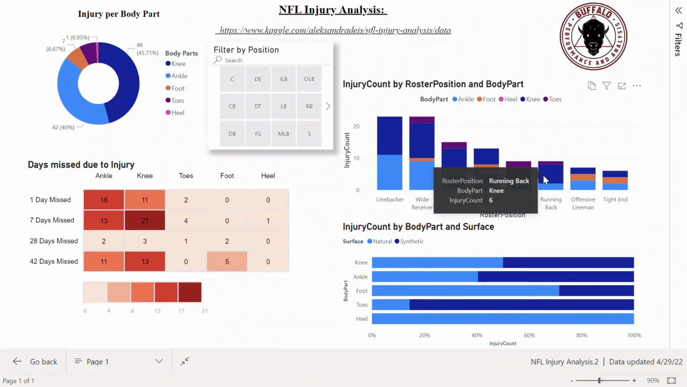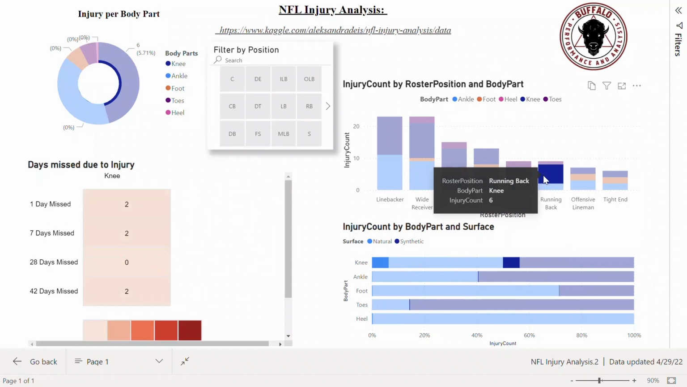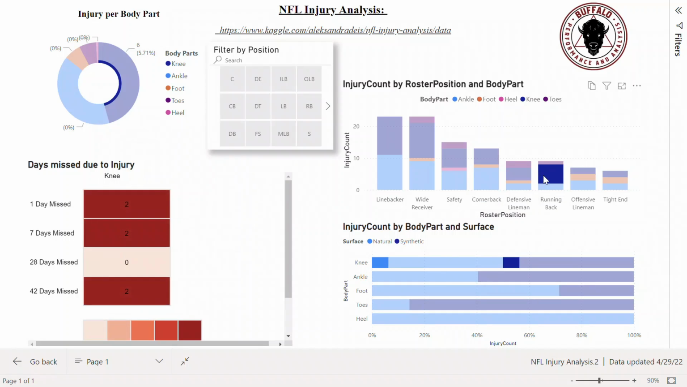So if we want to take a look again at, maybe, the running back coach, he sees 6 knee injuries, of the 9 total injuries. Two-thirds of his injuries are knee injuries. He's going to be severely concerned about that. So we can take a look at the breakdown of the playing surface, whether it was turf or grass, and then how long the athlete was out for.